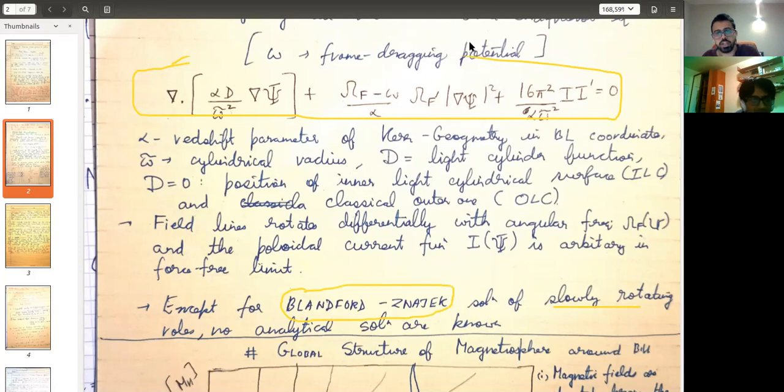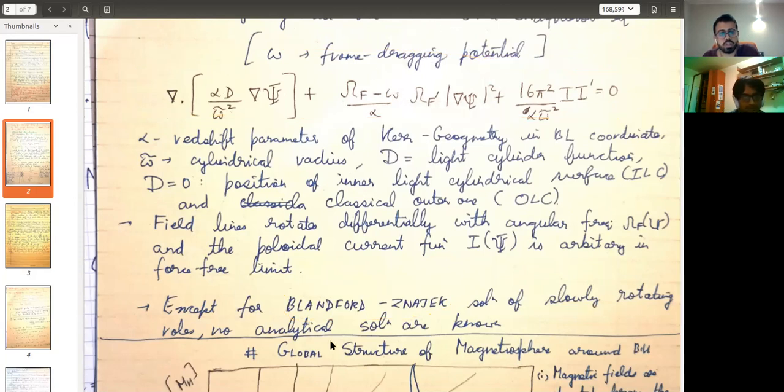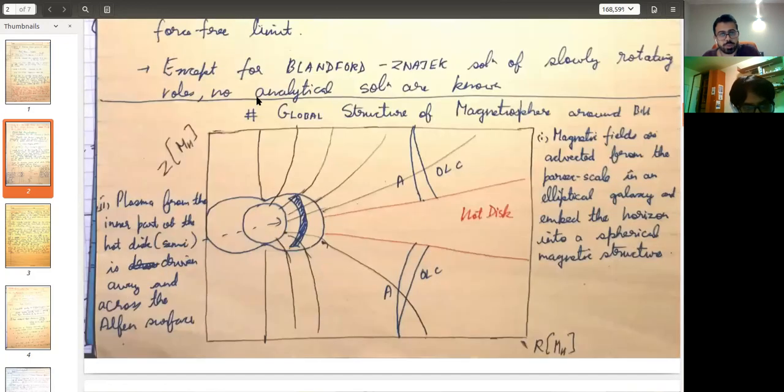The basic idea was to have a picture of what a magnetosphere would look like around a black hole. This is the image which I took from that book. I told you that it's an old book. Here they were trying to say that if this is a black hole and it is rotating, there is a hot disk over here. So this was the global structure of the magnetosphere, I think, which Blandford and Znajek got.